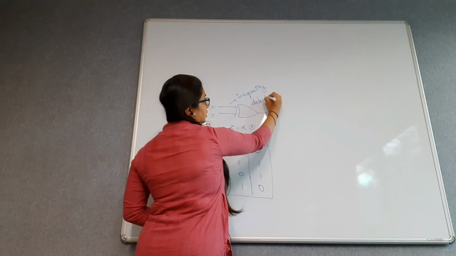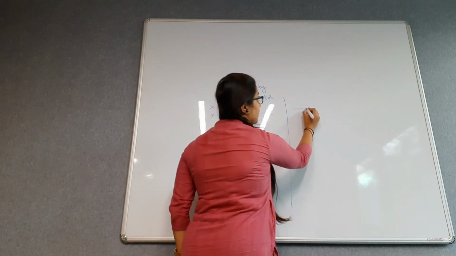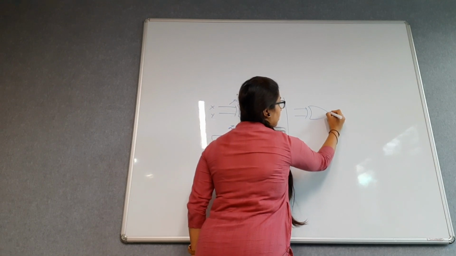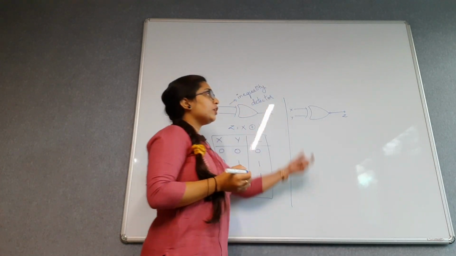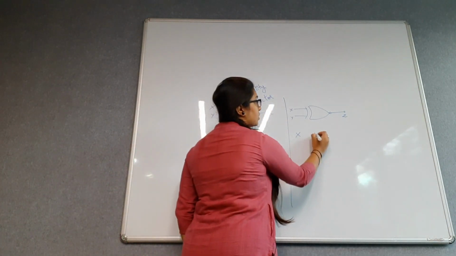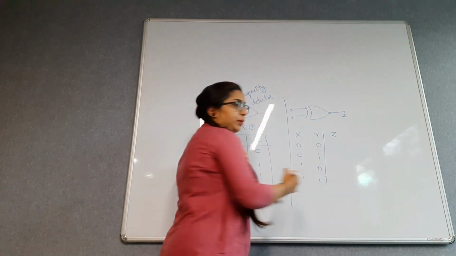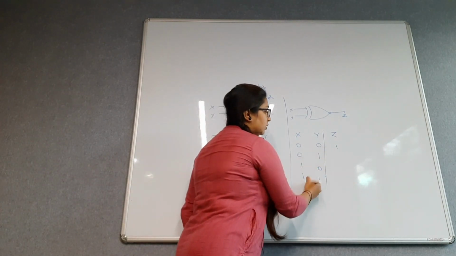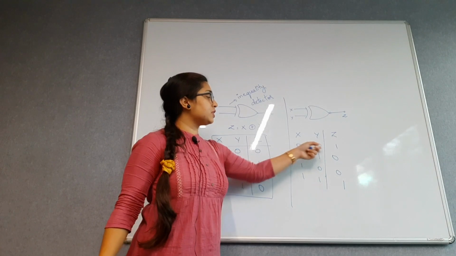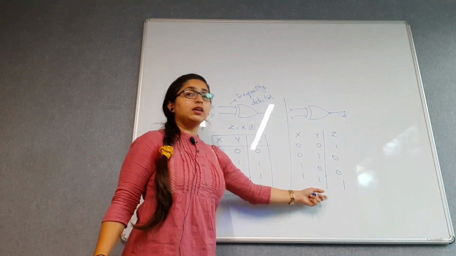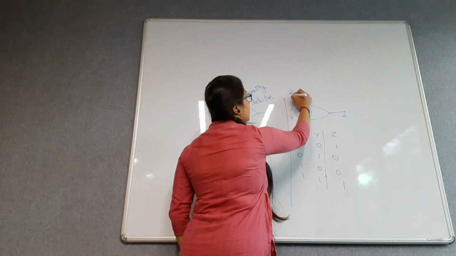Similarly, if I consider the 2 input XNOR gate, it is represented like this. This is the symbol. Here you can see a bubble, as in the NAND gate. This is the output. If I write the truth table, it will be X, Y, Z. For the 4 combinations 0 0, 0 1, 1 0, 1 1, 0 0 will be equal to 1, 1 1 will be equal to 1, and the rest will be 0. So when the inputs are the same, 0 0 or 1 1, only then the output is high. Otherwise the output is low, that is 0.